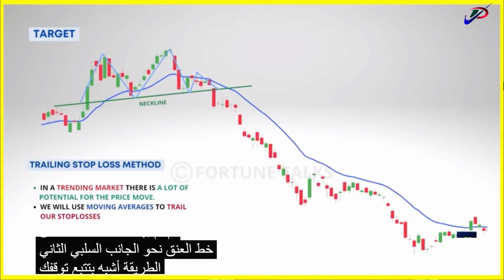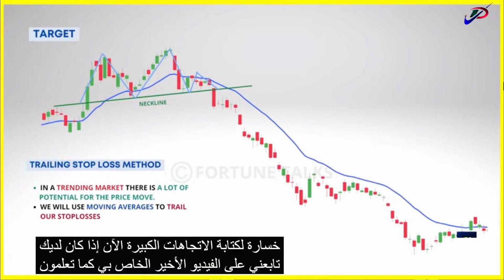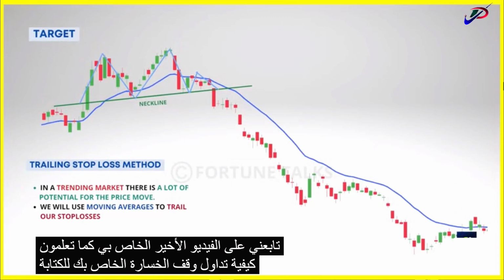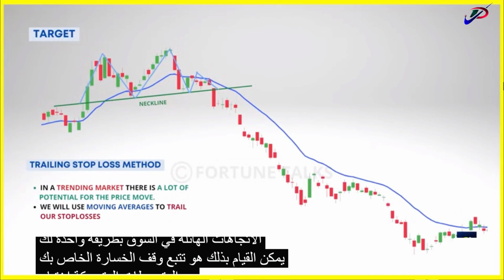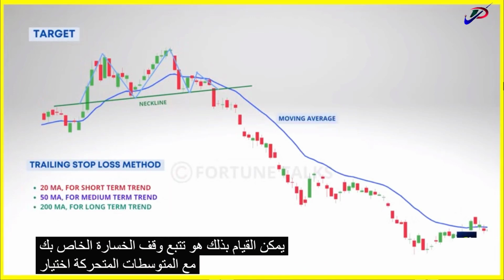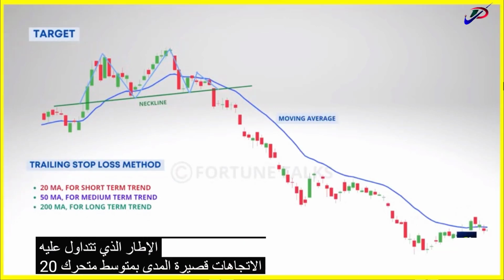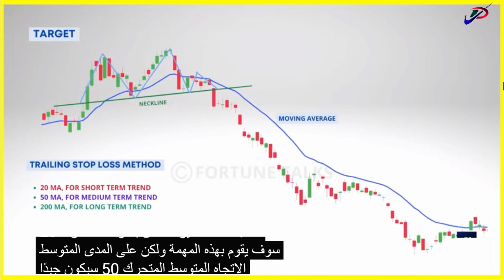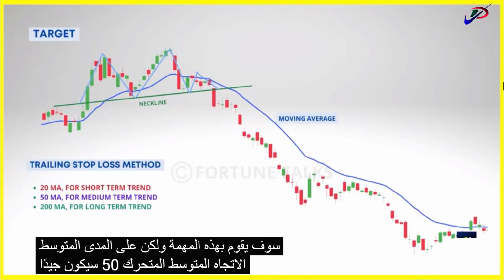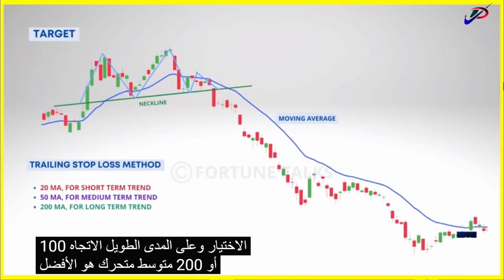The second method is more like trailing your stop loss to ride big trends. Now, if you have followed me on my last video, you know how to trail your stop loss to ride massive trends in the market. One way you can do this is to trail your stop loss with moving averages. The selection of moving averages will depend on the time frame that you're trading on. For short-term trends, a 20 moving average will do the job. But for a medium-term trend, a 50 moving average will be a good choice. And for a long-term trend, a 100 or 200 moving average is the best possible option.